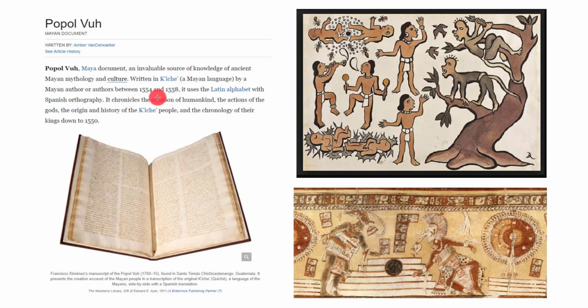There are many Mayan dialects. One of the dialects is called Quiche Maya. It was written in that dialect, probably in Guatemala. In the book, it talks about the creation of humankind, their gods, the origin and the history of their own people, their lineage, and the chronology of their kings. So it talked about their own personal identity through their kings and through their lineage, and their larger identity within the cosmos of the gods and the creation of humankind.